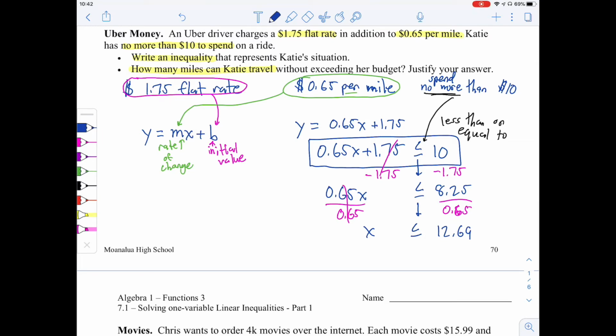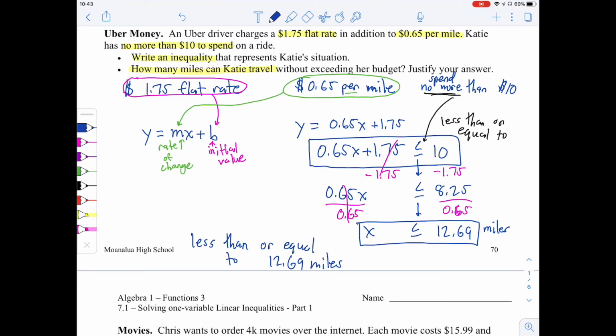So we want to go less than or equal to 12.69, and these are miles. So how far can she go? Less than or equal to 12.69 miles. We write that out. So less than or equal to 12.69 miles in order to stay under $10.